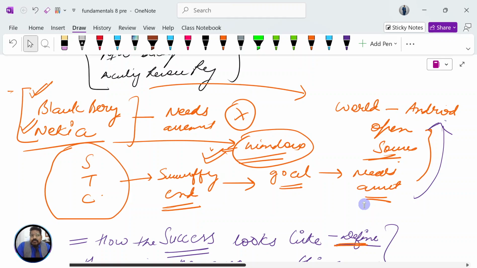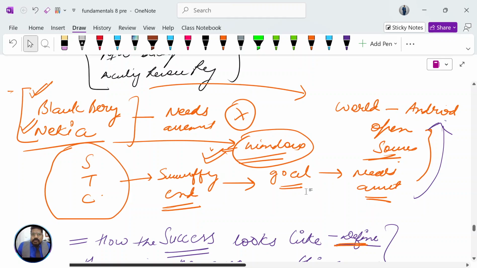So let's say you were working as a project manager back then for Nokia on a Windows project. Though you completed or delivered the project within scope, within time, within cost, the organization will not survive, or the customer will not be happy with the product, because you have not captured the needs assessment correctly.